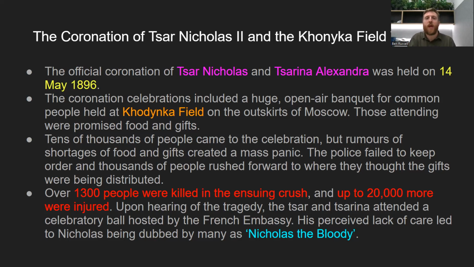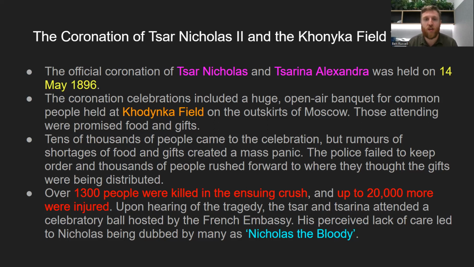Tens of thousands of people came to the celebration, but rumors of shortages of food and gifts created a mass panic. The police failed to keep order, and thousands of people rushed forward to where they thought the gifts were being distributed. Over 1,300 people were killed in the ensuing crush, and up to 20,000 more were injured. So this was an absolute tragedy. On the day of the Tsar's coronation, many of the common people died, and many more were injured.